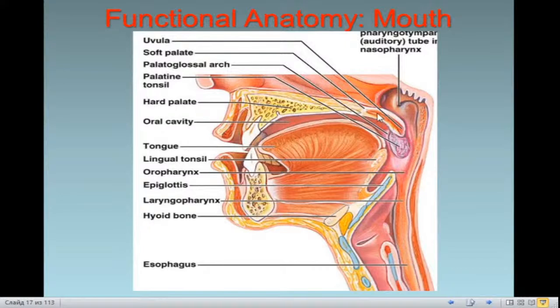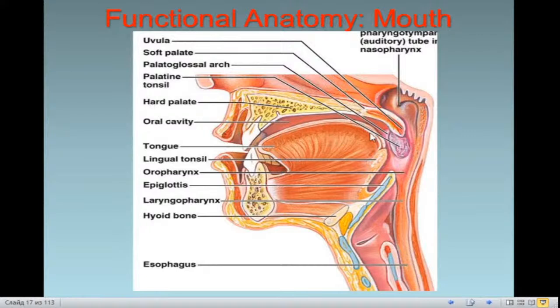So muscles of the soft palate include musculus levator veli palatini, that elevates, musculus tensor veli palatini, that tenses, then musculus uvulae, a small fleshy portion hanging in the middle, and two arcs, palatoglossal and palatopharyngeal. I will show them on the slides further. They also have muscles inside.